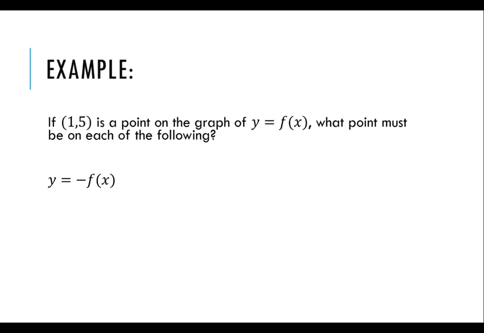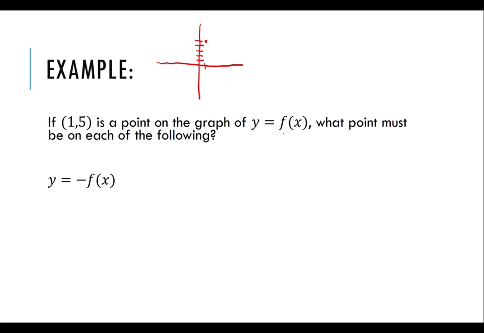Alright, so if the point (1, 5) is a point on the graph of y equals f of x, what point must be on each of the following? Well, first off, if you want, let's do a visual representation to keep ourselves on track. That is, if I have this graph, the point (1, 5) would be about right there. Then we just have to remember what these transformations are actually doing to that point.